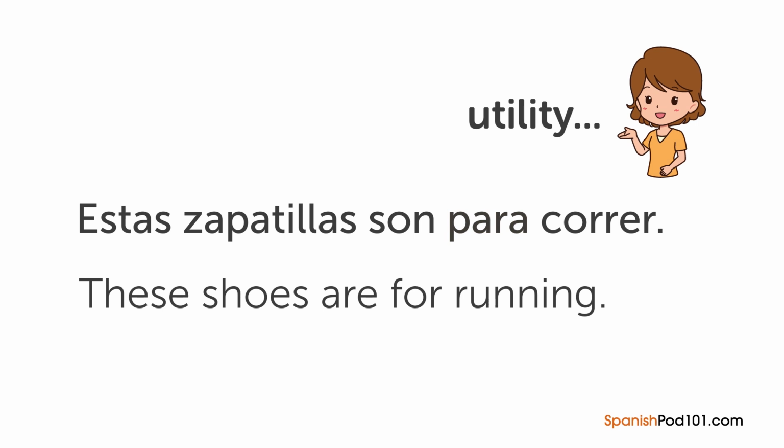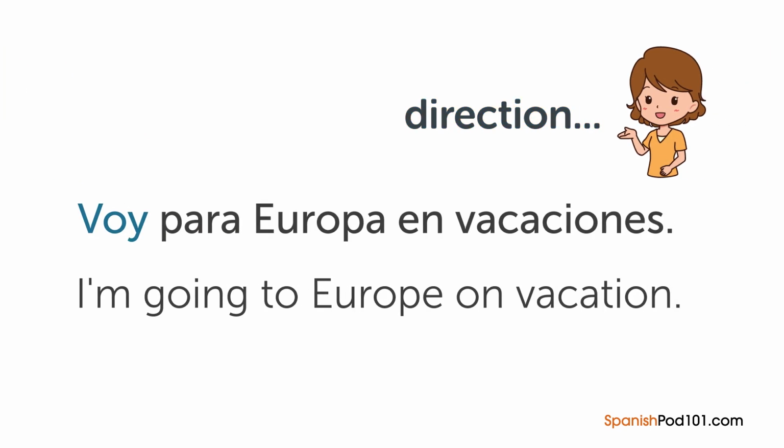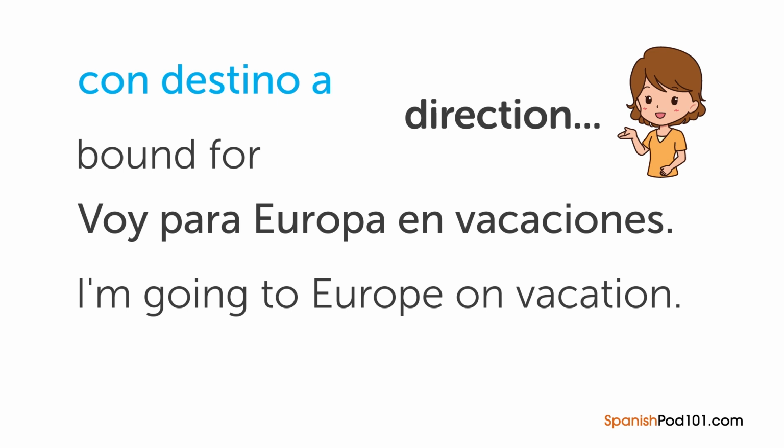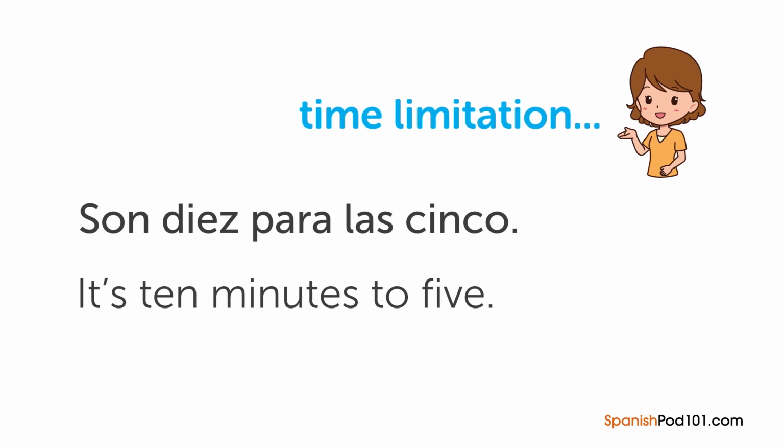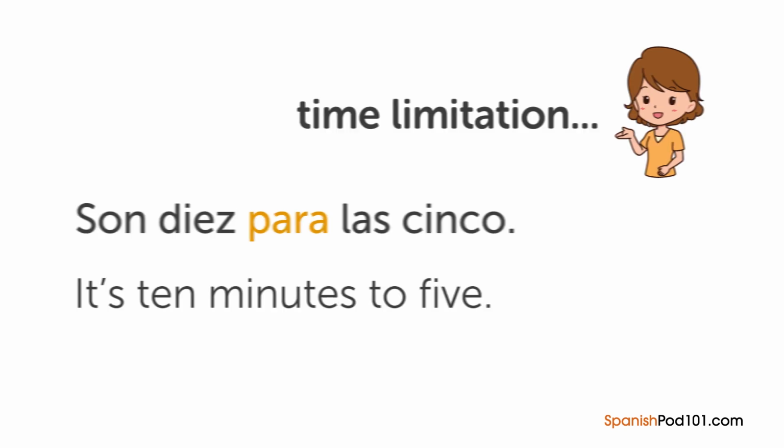Para is used for utility, estas zapatillas son para correr, meaning these shoes are for running. Direction, voy para Europa en vacaciones, I'm going to Europe on vacation. Here, it can be replaced by con destino a, which means bound for. Time limitation, son 10 para las 5, it's 10 minutes to 5. Here, the difference is that we use para when time is fixed or when there's a deadline.